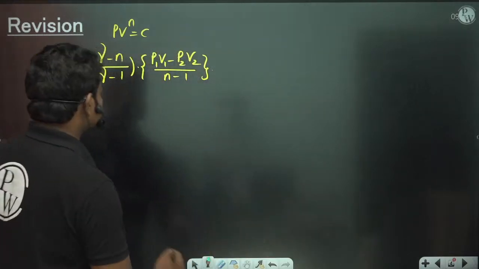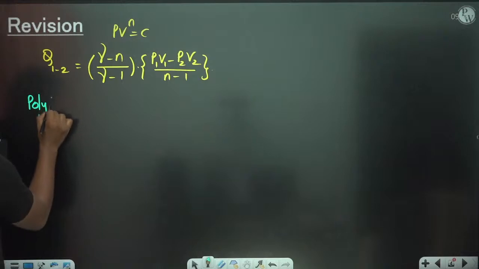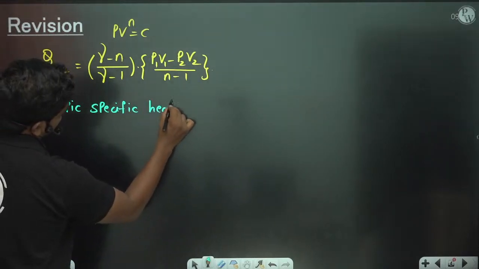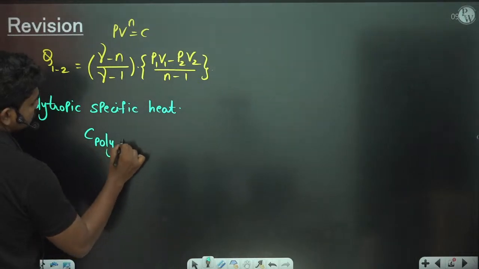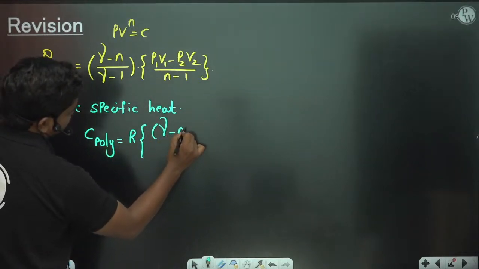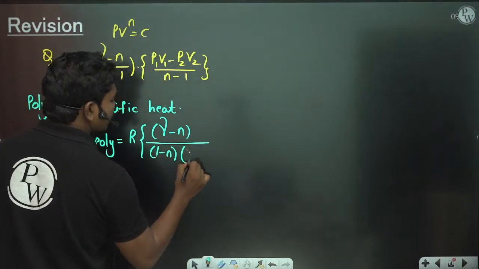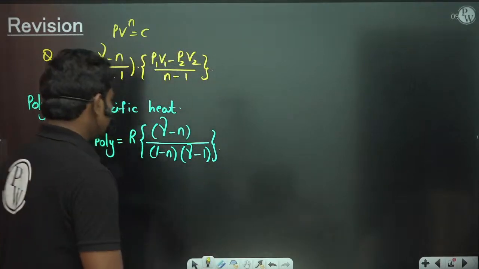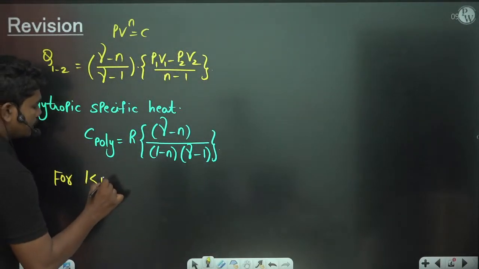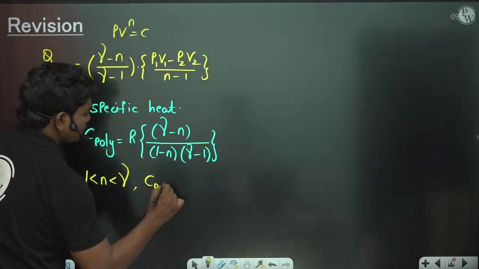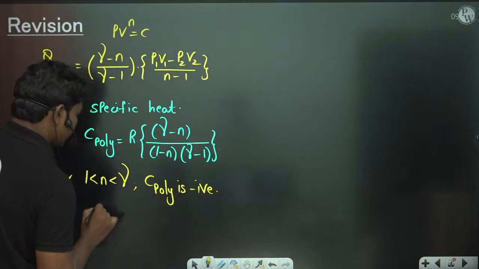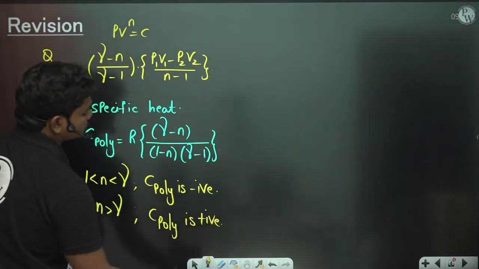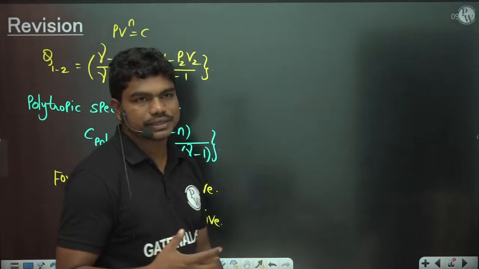We also saw the polytropic specific heat. C poly is equal to the characteristic gas constant times (gamma minus n) upon (1 minus n) times (gamma minus 1). We observed that when 1 is less than n less than gamma, C poly is negative, and when n is greater than gamma, the polytropic specific heat is positive. Clear? So C polytropic is negative in one case and positive in the other.